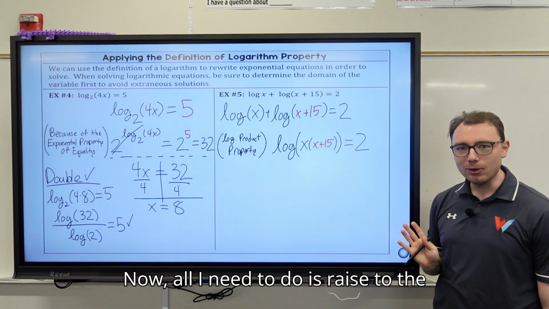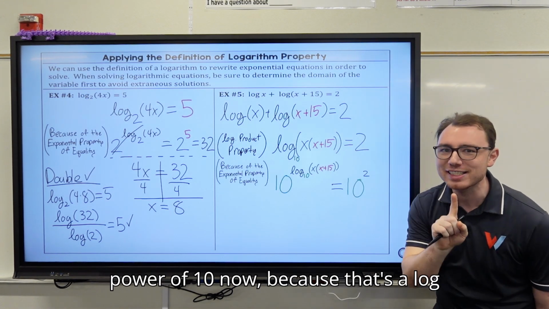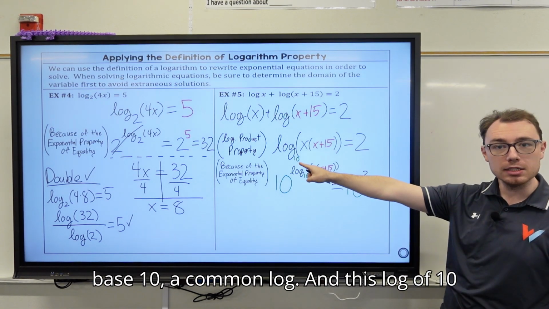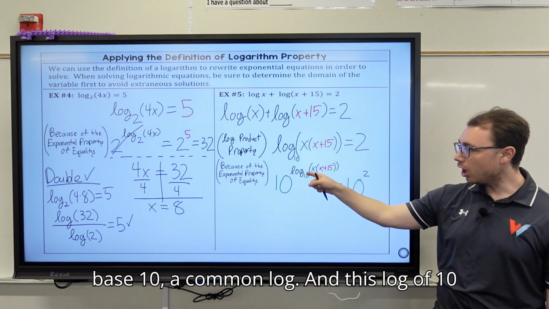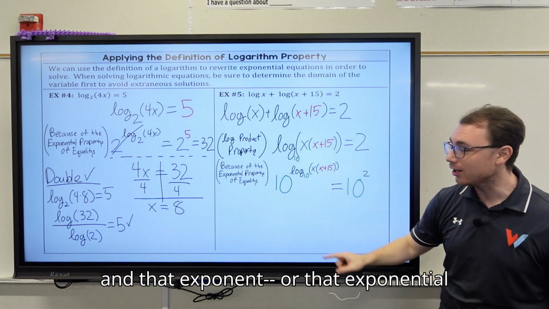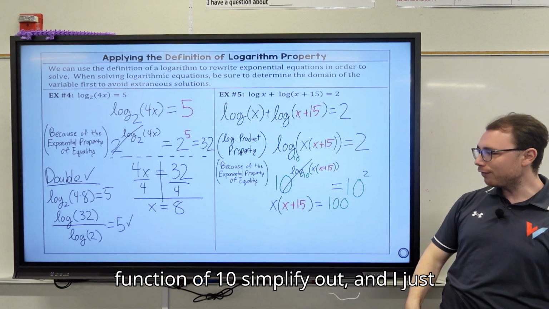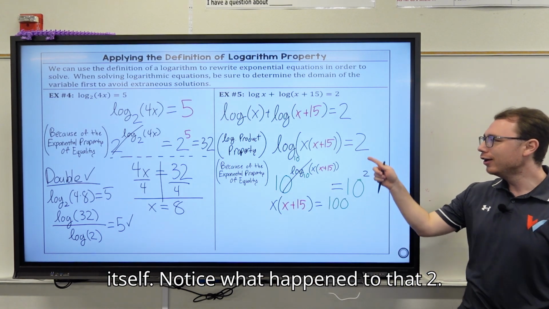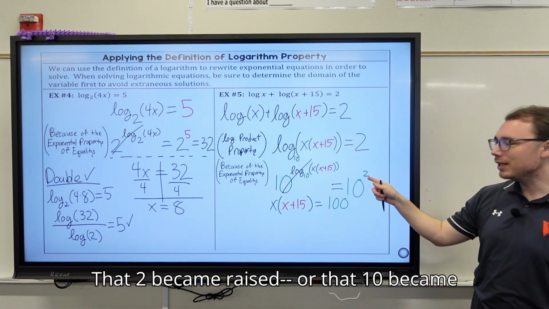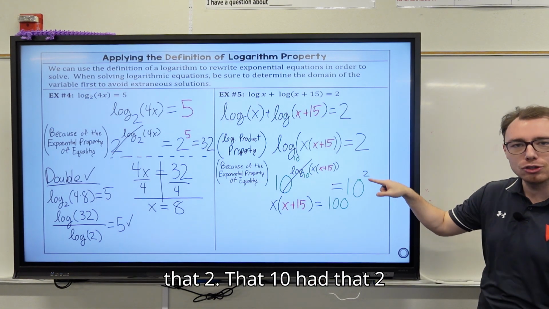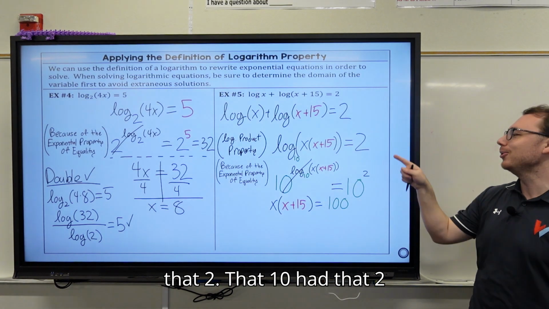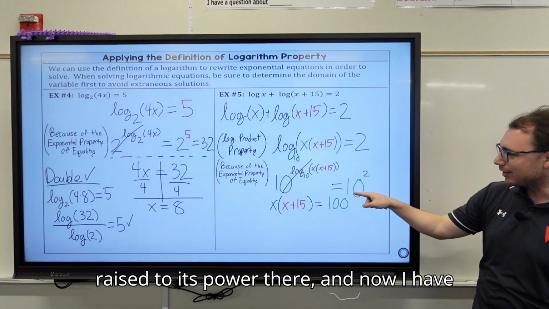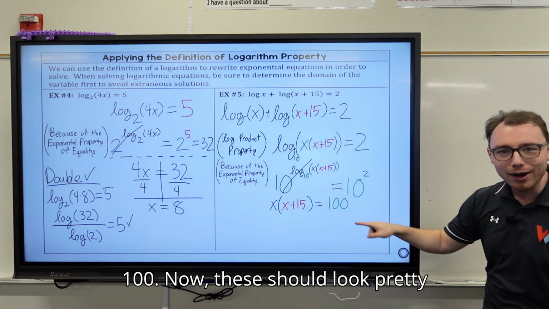Now all I need to do is raise to the power of 10, because that's a log base 10, a common log. The log base 10 and that exponential function of 10 simplify out, and I just get the internals of that log all by itself. Notice what happened to that 2. The 10 had that 2 raised to its power, so now I have 10 raised to the power of 2, and I get 100.